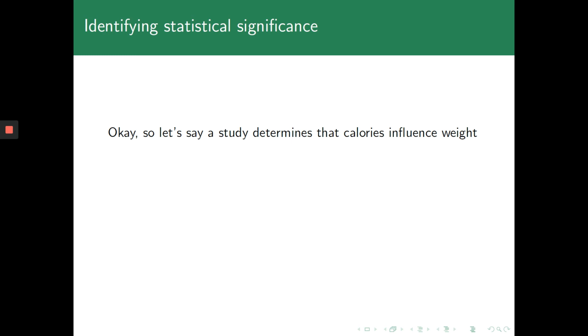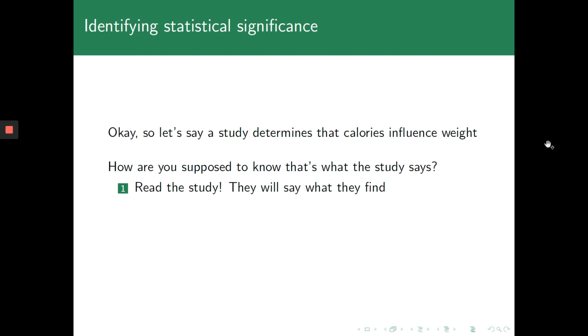Let's go back to those variables. Let's say a study determines that calories influence weight. So the more calories you eat, the more weight you gain. The question for you is, how am I supposed to know that that's what the study says? Well, here's a couple different ways. First of all, the authors are going to tell you the punchline. They're going to tell you what they find. So read the study, and you'll learn at least something about what the study says.